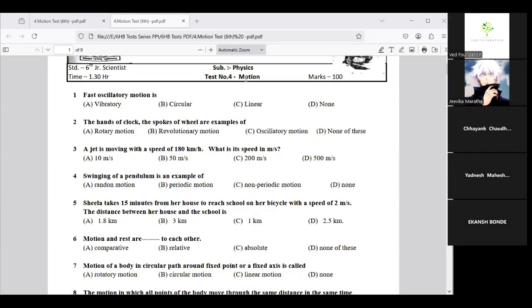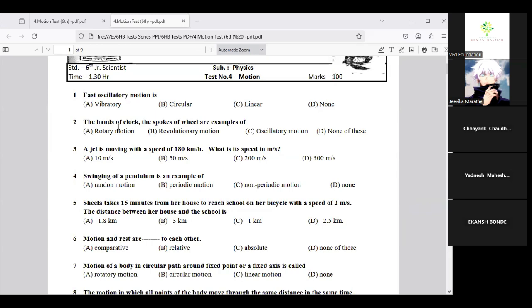Test number 4, motion. Fast oscillatory motion is called. Options are vibratory, circular, linear, none of these. And the correct answer is option A, vibratory motion. Fast oscillatory motion is called vibratory motion.